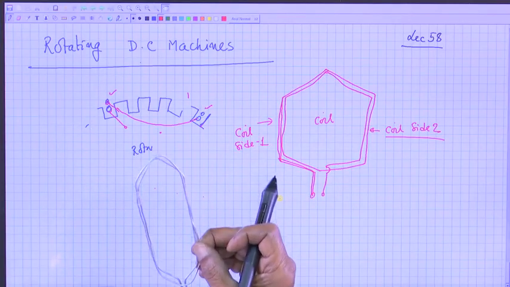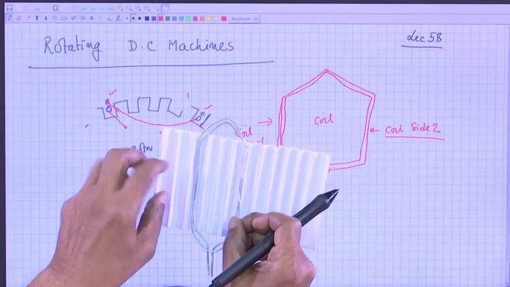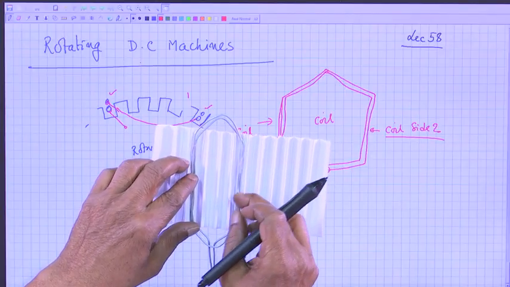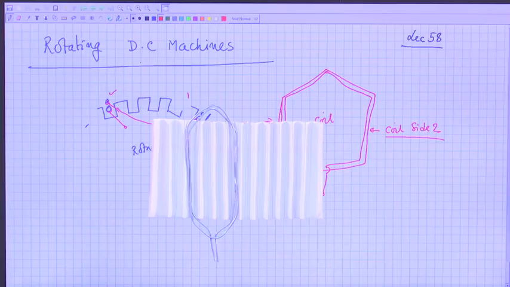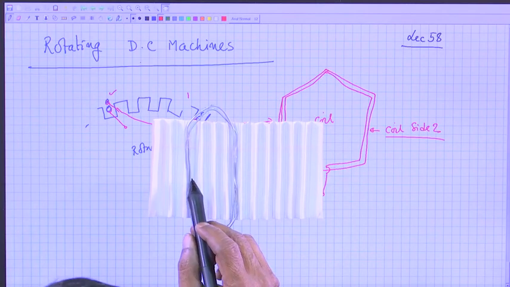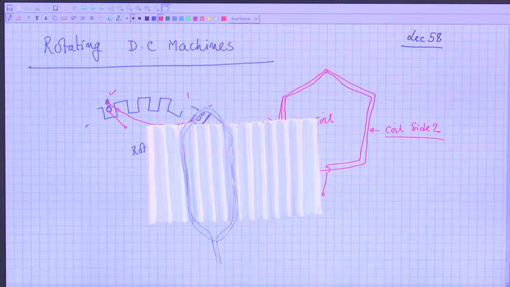And this is what I will do: I will place one coil side in one slot, and the other coil side at some appropriate slot. Arbitrarily it cannot be placed. This is how the coils will be placed. One good piece of information is that all coils are identical.